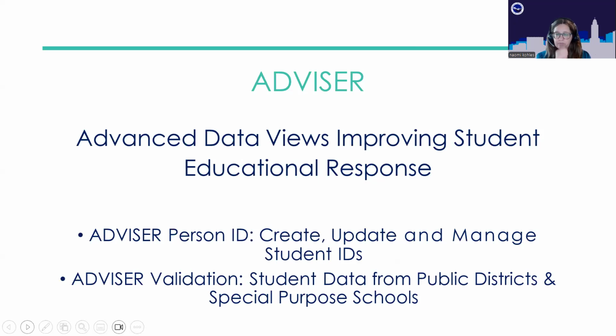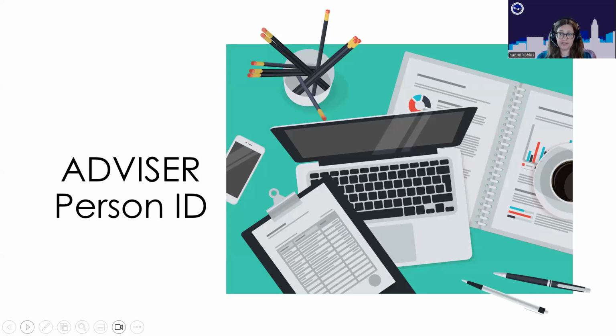So advisor, it's actually an acronym, which is why it's ER here. A lot of people have a tendency to try and spell it the right way. And it means Advanced Data Views, Improving Student Educational Response. So currently we have two advisor-related collections. One's called Advisor Person ID, where schools can create, update, and manage student IDs. And then the other one is advisor validation, which is where student data from our public districts and special purpose schools is submitted to the state for analysis. So let's talk about advisor person ID first.